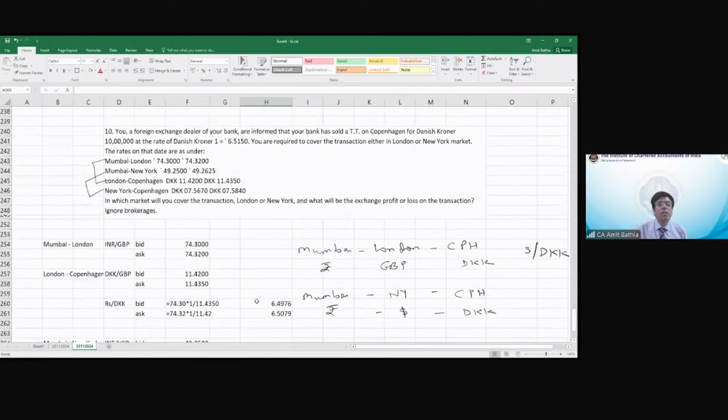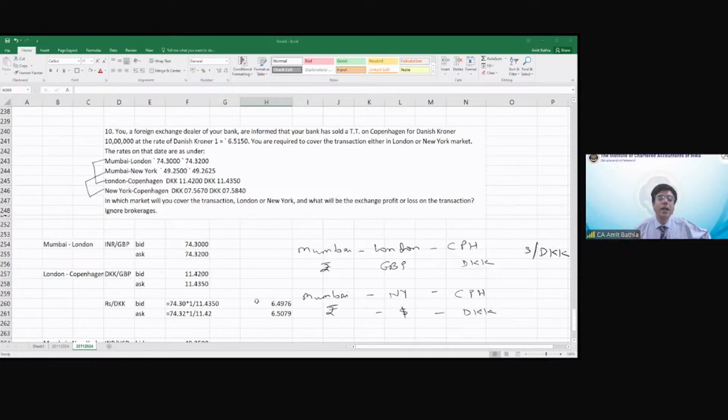You, a foreign exchange dealer of your bank, are informed that your bank has sold a TT on Copenhagen for Danish kroner 10 lakh at the rate of Danish kroner 1 is equal to 6.5150. You are required to cover the transaction either in London or New York market. What is a TT? TT is a telegraphic transfer. Okay. It's like a bank draft, right?